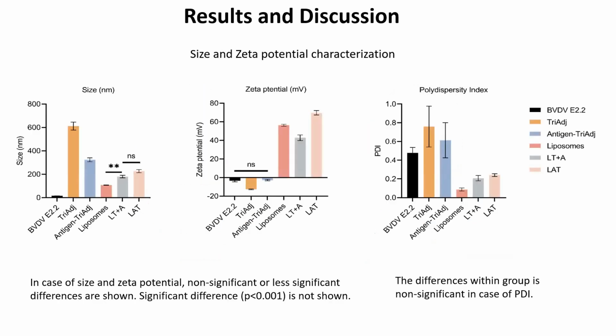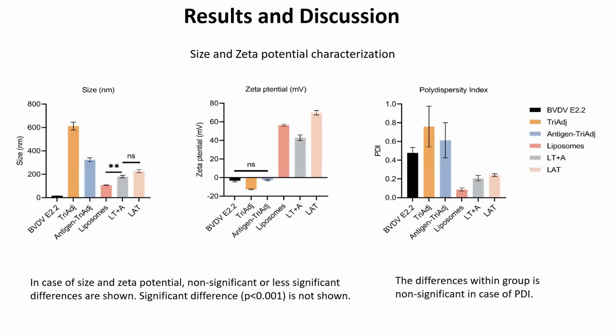The E2 protein in PBS and triadjuvant, and the antigen triadjuvant prepared by the batch method, have shown a polydispersity index greater than 0.5, irrespective of their size, revealing their non-homogeneous nature. Liposomes were found cationic and homogeneous in nature, with a mean diameter of approximately 100 nanometers.